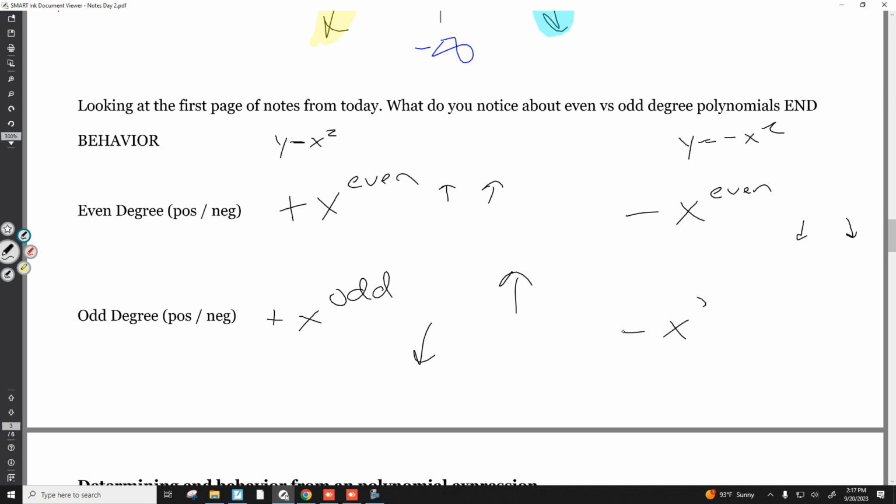Negative x to the odd. Negative x to the odd, just like flex the other way.